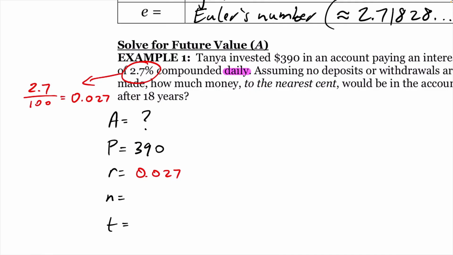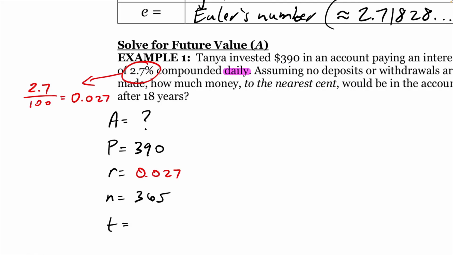N, how many times are they going to put money in her bank account? How many times is it going to be compounded? 365, daily, right? At the end of the year, they'll have put money into her bank account 365 times. I know there's leap years, but we're not worried about leap. We're just worried about 365. If it happens to be a leap year, it'll be 366, but we're not worried about that.